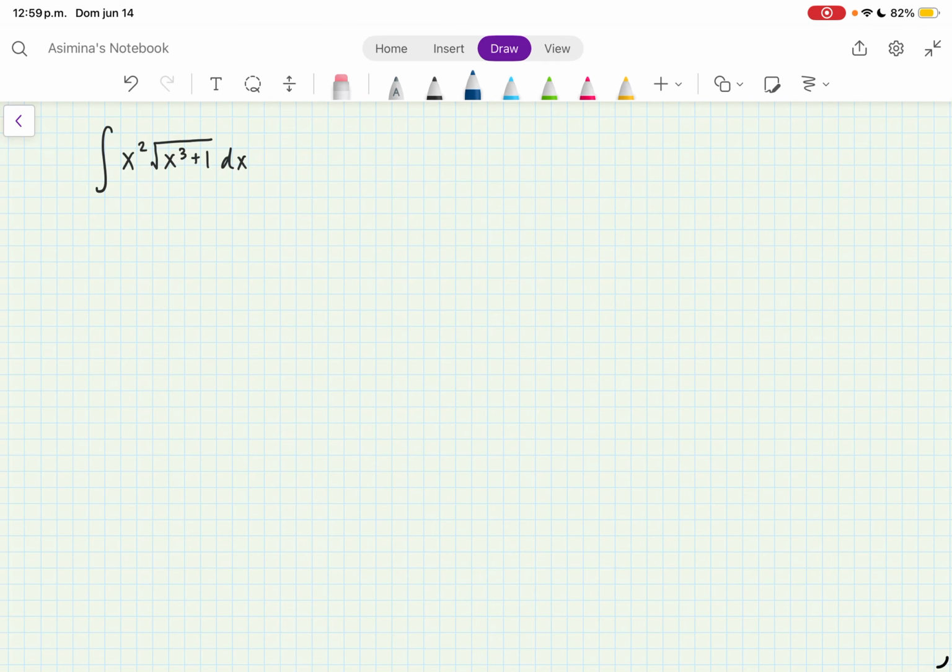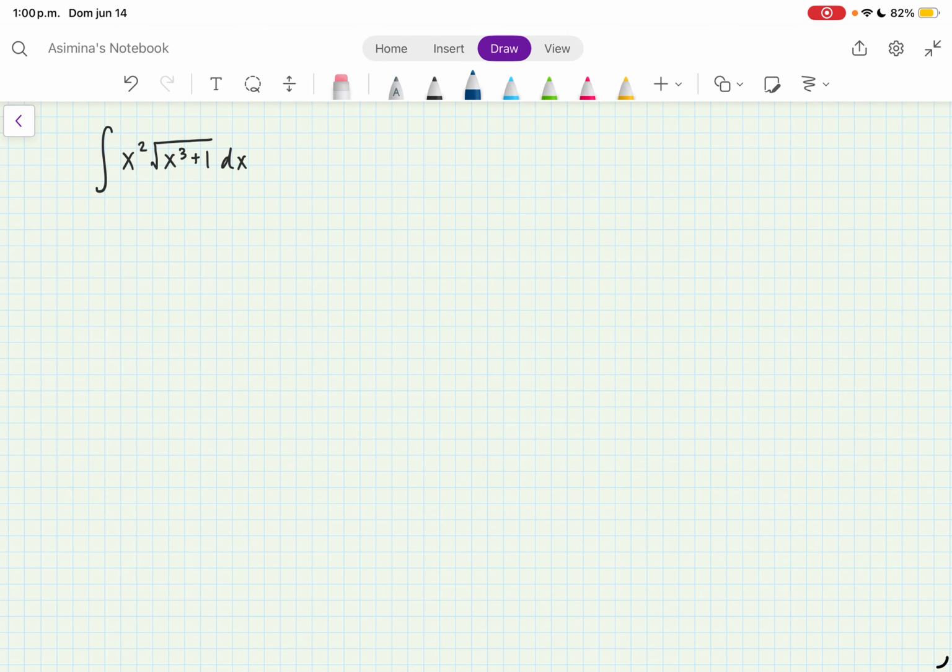In this video, we are going to find the integral of x squared times the square root of x cubed plus 1 dx. So just by looking at this, it's not immediately obvious what the antiderivative of x squared times the square root of x cubed plus 1 is. So we know we're going to need to use some trick.